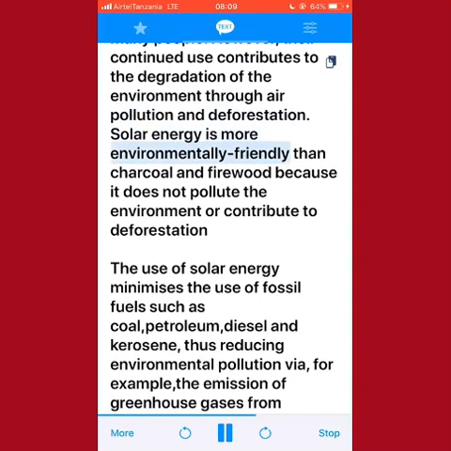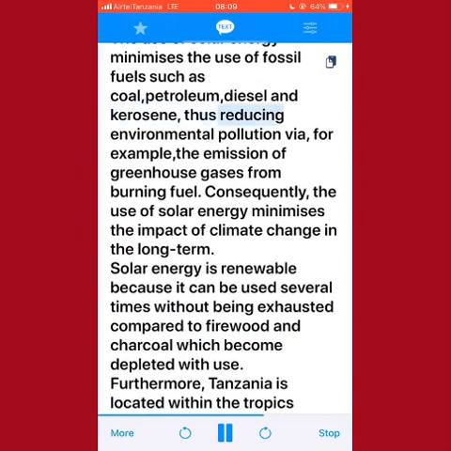Solar energy is more environmentally friendly than charcoal and firewood because it does not pollute the environment or contribute to deforestation. The use of solar energy minimizes the use of fossil fuels such as coal, petroleum, diesel and kerosene, thus reducing environmental pollution via, for example, the emission of greenhouse gases from burning fuel. Consequently, the use of solar energy minimizes the impact of climate change in the long term.